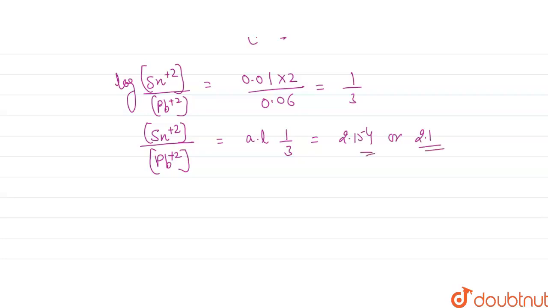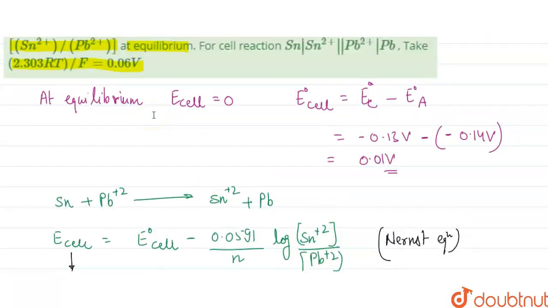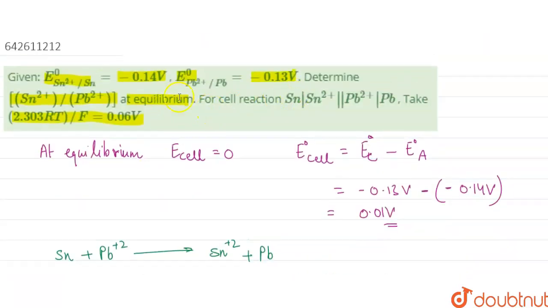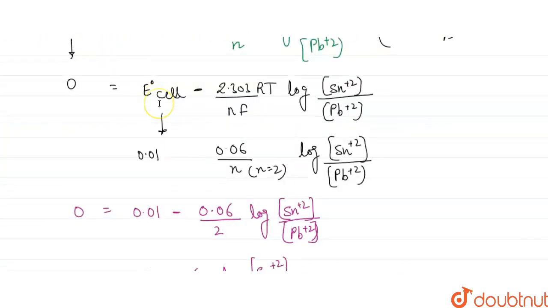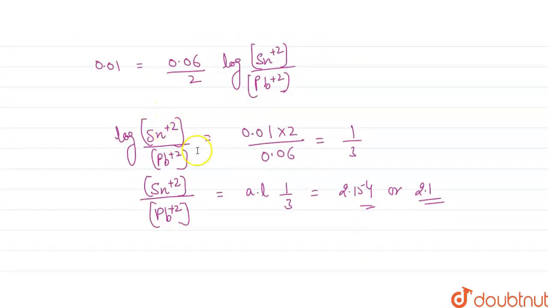This is our answer. In this question it is asking to determine the concentration of Sn2+ upon Pb2+ at equilibrium. So the value we have calculated here, the answer is 2.154.